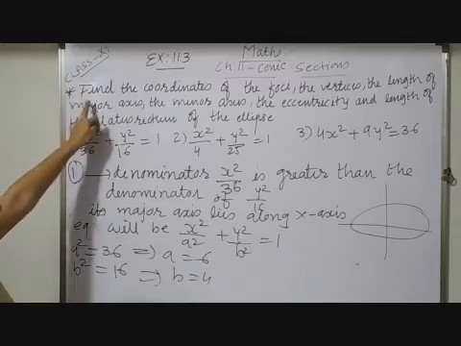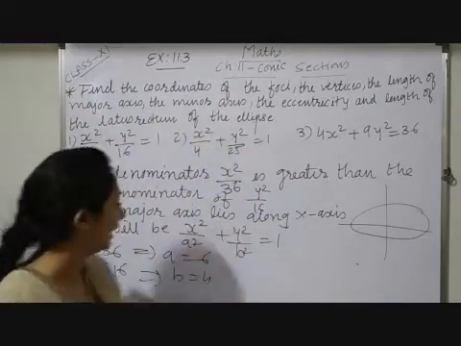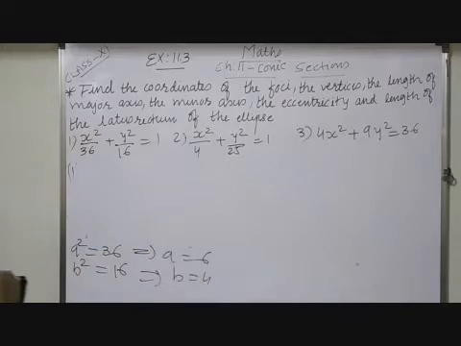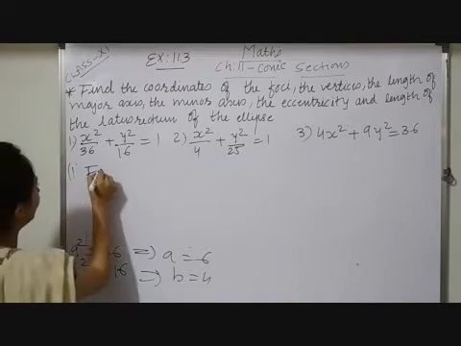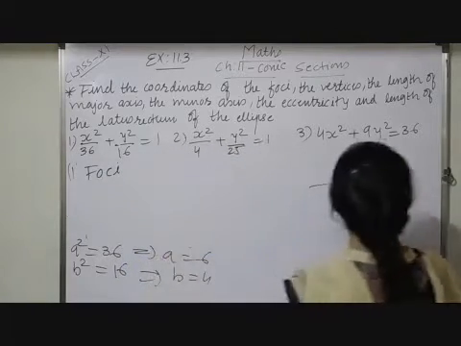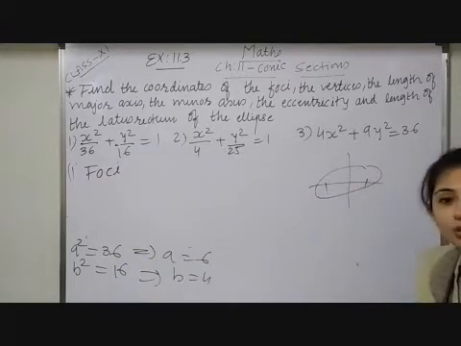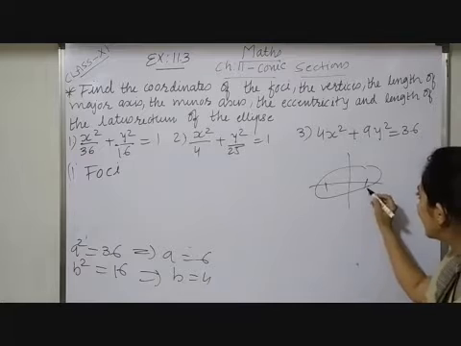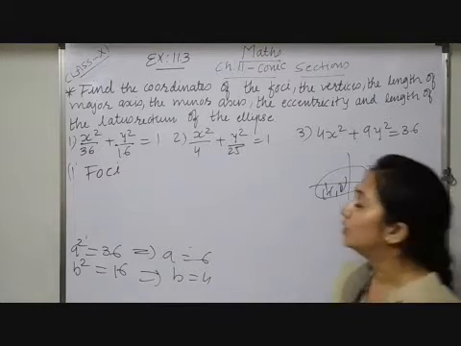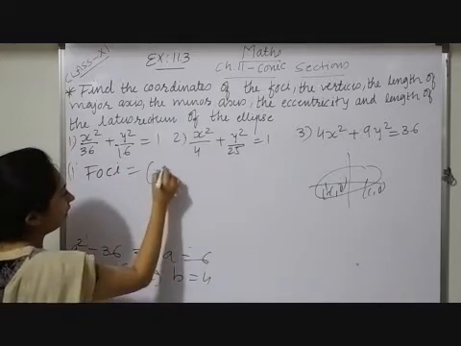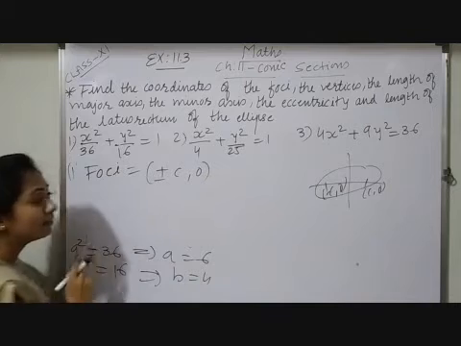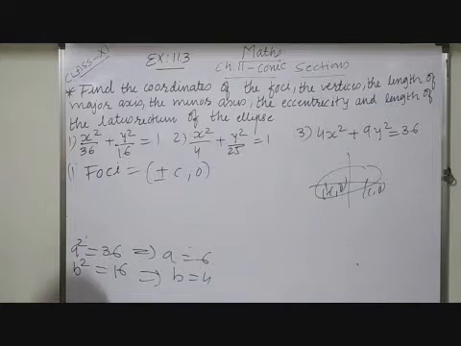Now what we have to find? Find the coordinates of foci. Foci means plural. See, if your graph is like this, so that time you are having two foci. So this is c comma 0 and this one is minus c comma 0. So in place of both, I may write plus or minus c comma 0. But this c I have to find out. So how to obtain this c?